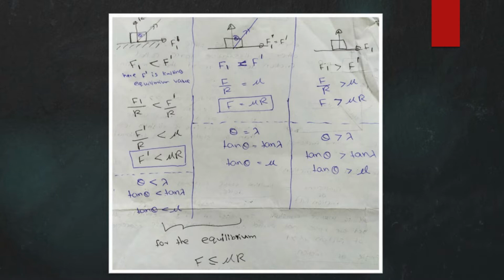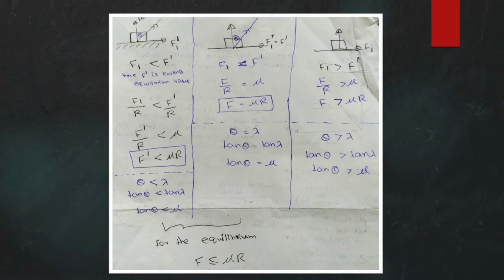The particle only tries to move when F1, your input, is more than the limiting equilibrium value. The third diagram also discusses that situation. F1 is greater than F dash, then F over R is greater than mu, F is greater than mu R, then theta is greater than lambda, tan theta greater than tan lambda, tan theta greater than mu. So if you want to overcome the equilibrium against the friction, you just need to apply some force more than the friction. Then you can move the object.